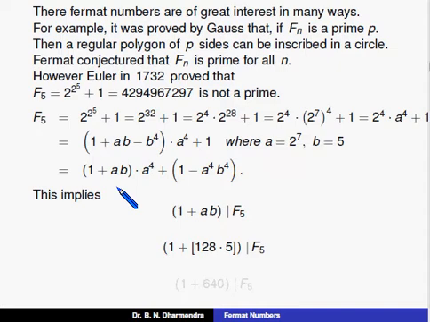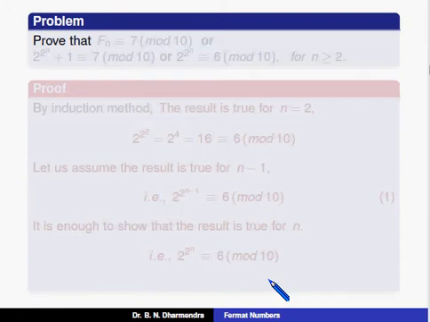So we know the value of a is equal to 2 to the power of 7, that is 128, and the b value is 5. So definitely the terms can be written as 1 plus 640 divides F5, or 641 divides F5, which implies that F5 is not a prime number. Next, we shall move on to the next problem. Prove that Fn is congruent to 7 modulo 10.